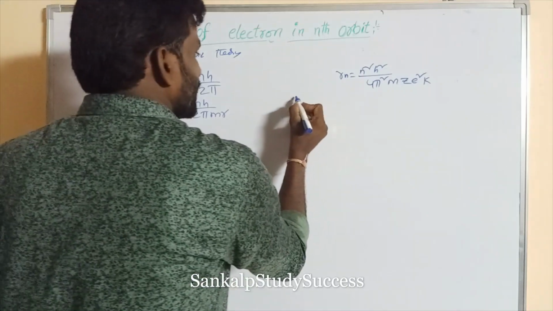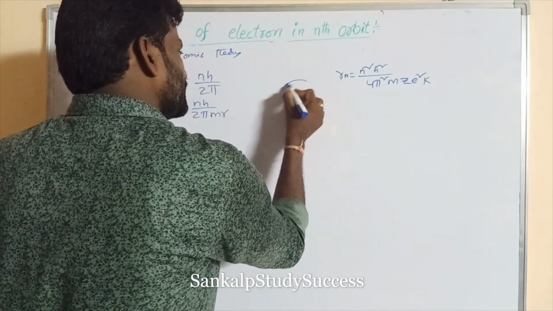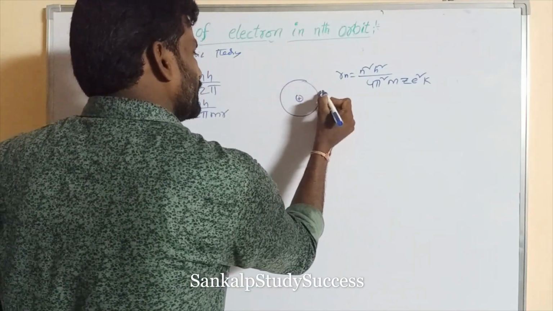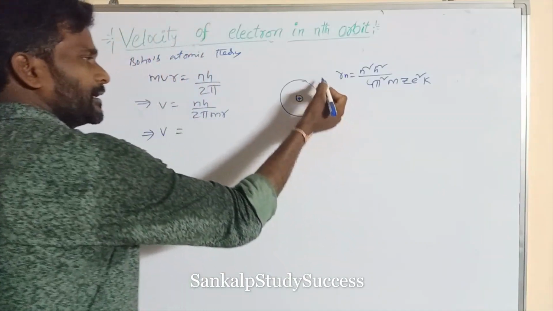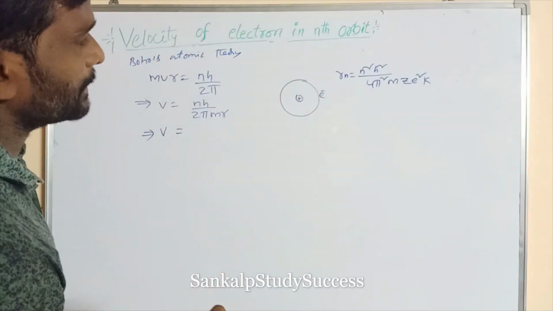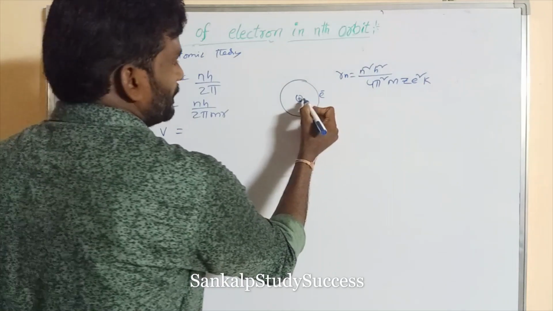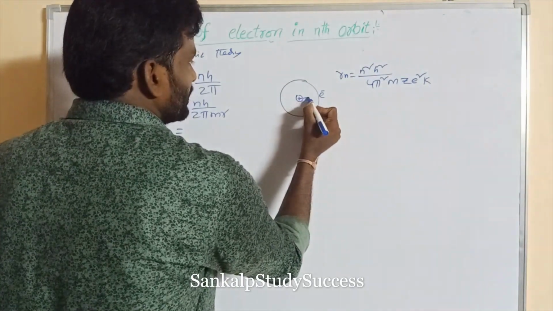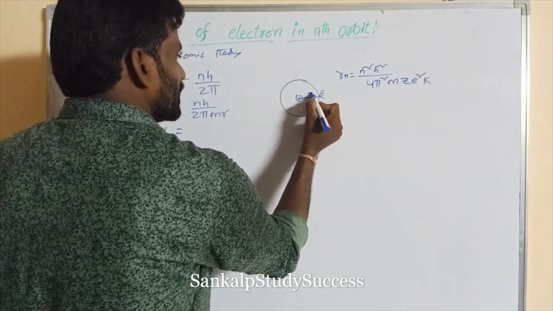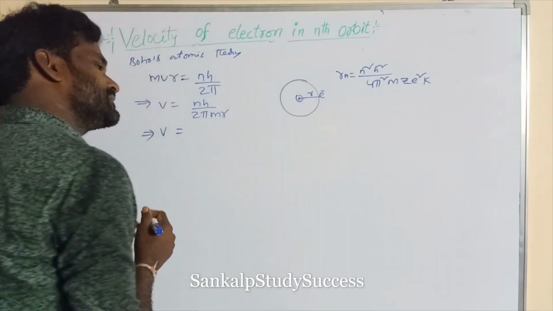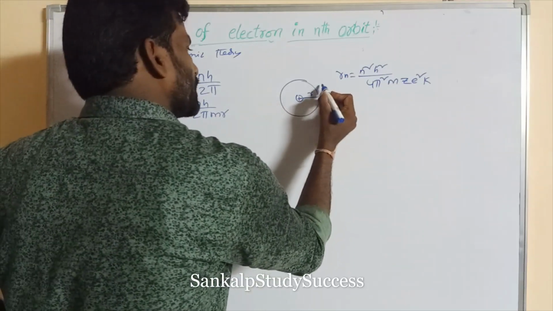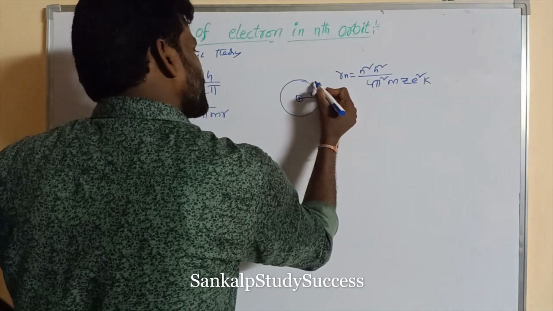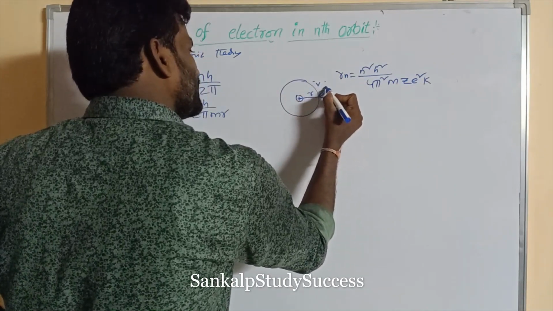We know that this is the nucleus, this is the orbit. There the electron is revolving around the nucleus in a circular path. The circular path is said to be orbit. So this is the distance between the nucleus and electron, that is we can say radius. And here the electron is moving with some velocity v in this orbit, and it has mass m.